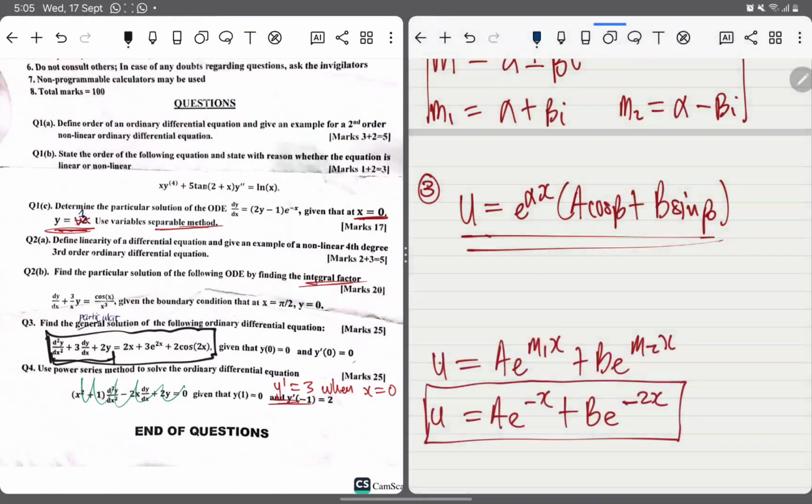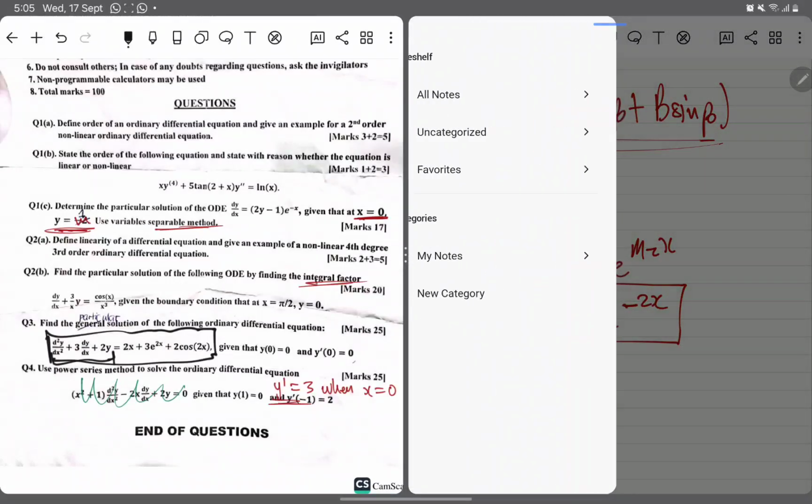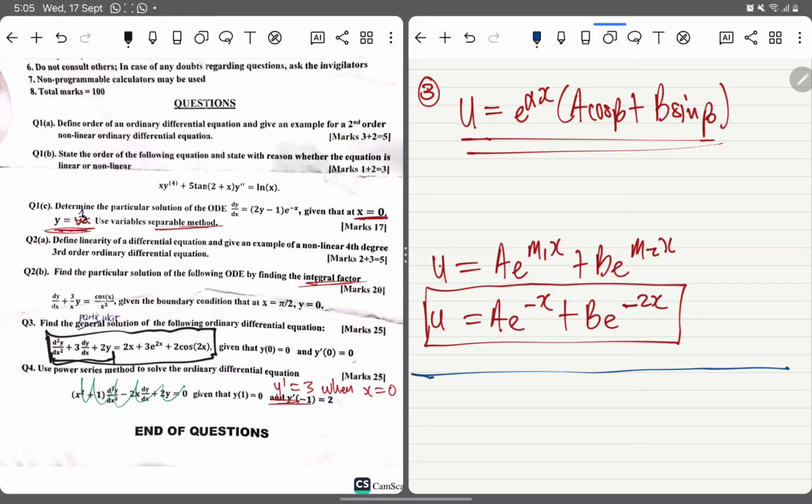Now that I have the u, am I going to stop here? No. Now I'm going to find v. Let's talk about how we find v. Nice and simple. We are going to be using the table, which will be provided to you. Let me take you to that table right now.